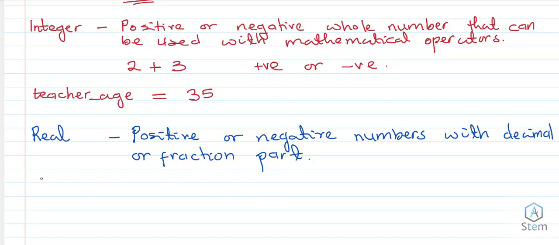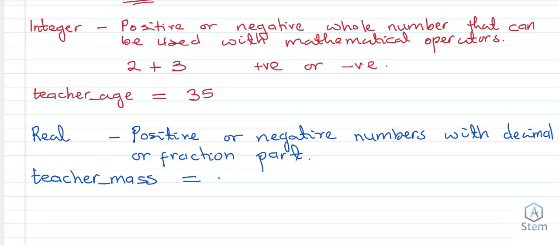An example of a real number is, say, teacher mass. It's not very usual for the mass of somebody in kgs, for example, to always come in whole numbers. If you jump onto a scale right now, chances are very high the number that is going to show on that scale will have some decimal points.